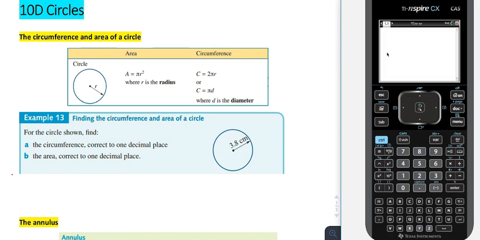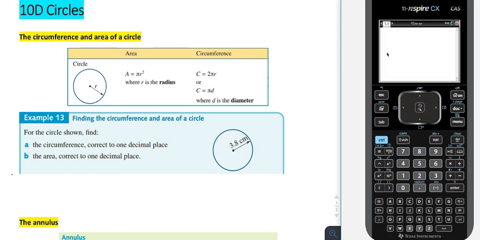Remember, circumference is just the perimeter, and area and circumference can be described using A equals pi r squared for area, and circumference is 2 pi r. R is your radius, so from center to the outside of the circle. And remember that the diameter is from one side of the circle through to the other. So there is, I suppose, our definitions.